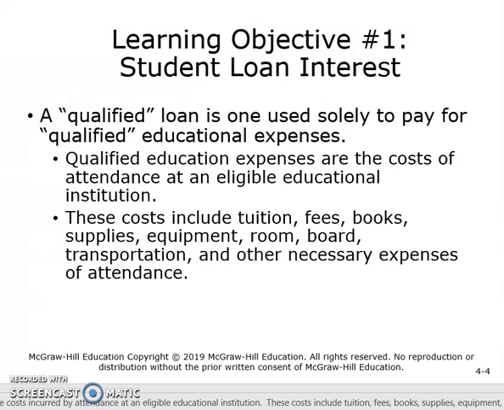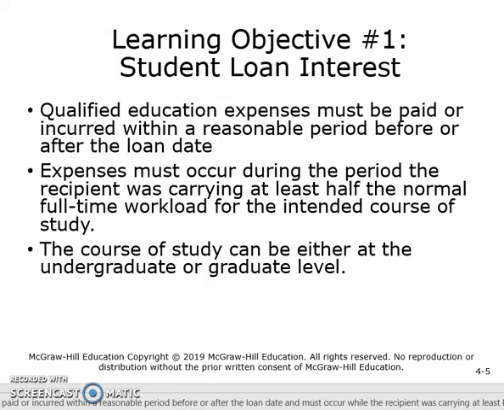So qualified educational expenses are the cost of attendance at an eligible educational institution, and those costs would include tuition, fees, books, supplies, equipment, room, board, transportation, and other necessary expenses of attendance. The qualified educational expenses must be paid or incurred within a reasonable period before the loan date. The expenses must occur during the period that the recipient was carrying at least half the normal full-time workload for the intended course of study. So if 4 courses is considered full-time and you're taking at least 2, then your student loans would still qualify for this deduction. The course of study can either be at the undergraduate or graduate level, so both levels would count towards the student loan interest deduction.